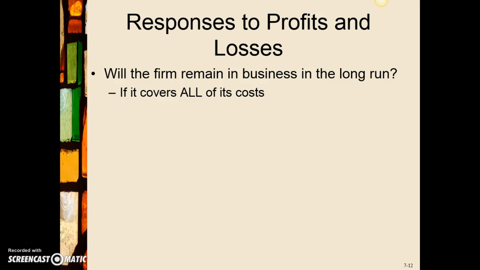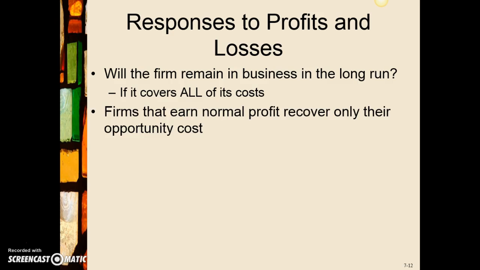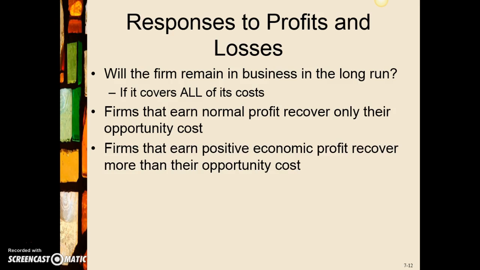But in the long run, a firm's only going to stay in business if it's earning at least normal profit, which means its revenue is at least as big as its total cost. Firms that earn a normal profit are going to recover just their opportunity cost. So that means that their economic profit is zero. Remember, economic profit is explicit minus implicit costs. And so if firms that earn normal profit recover only their opportunity cost, that means that their economic profit is zero. And that's a very important condition going forward.